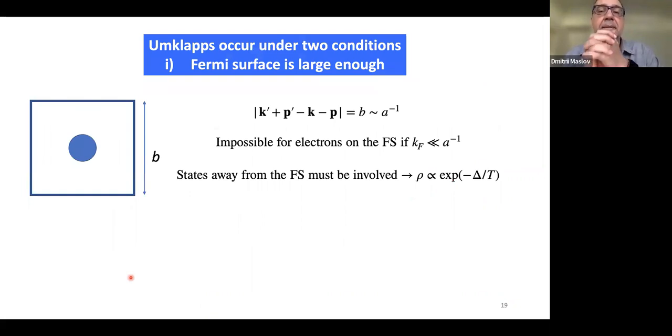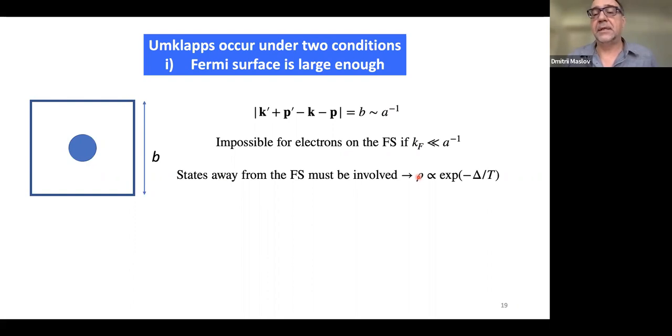All right, so we need umklapps, and umklapps can occur under two conditions. One is that the Fermi surface is large enough, and this is kind of obvious, because what we need to satisfy is that the mismatch between the final and the initial momenta has to be equal to the reciprocal lattice vector, which is on the order of the inverse of the lattice constant. So if I have a tiny Fermi surface, let's say at the gamma point of the Brillouin zone with size B, then all momenta on the Fermi surface are much smaller than the size of the Brillouin zone, and I cannot satisfy it. I need to go for states which are away from the Fermi surface, but there are only a few of them.